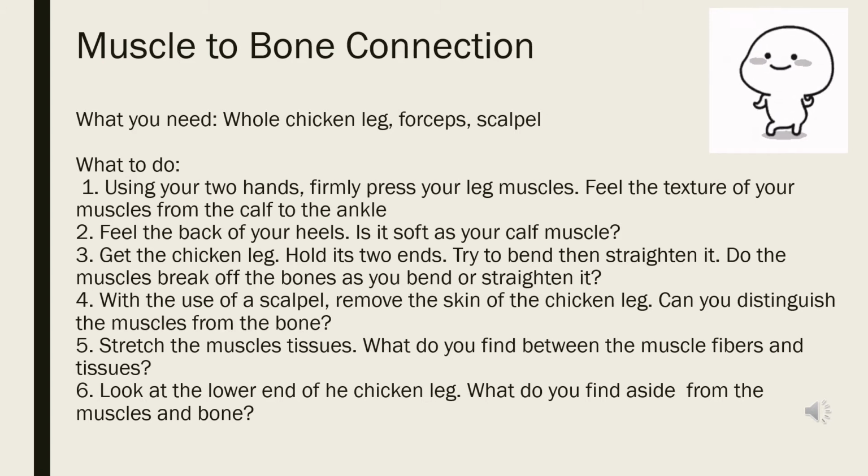Next, number 4. With the use of a scalpel, remove the skin of the chicken leg. Can you distinguish the muscles from the bone? For number 5, stretch the muscle tissues. Stretch it out. What do you find between the muscle fibers and tissues?